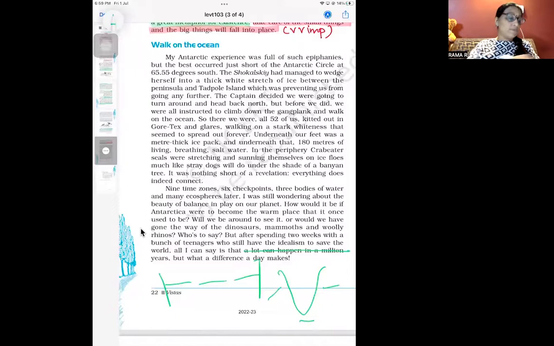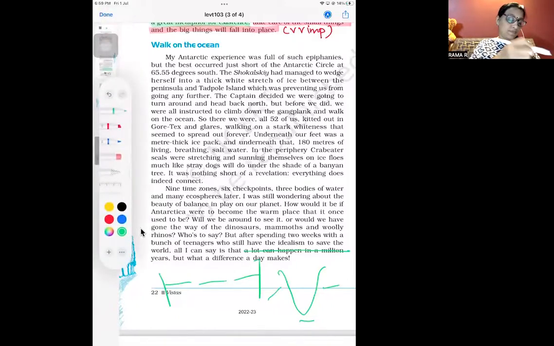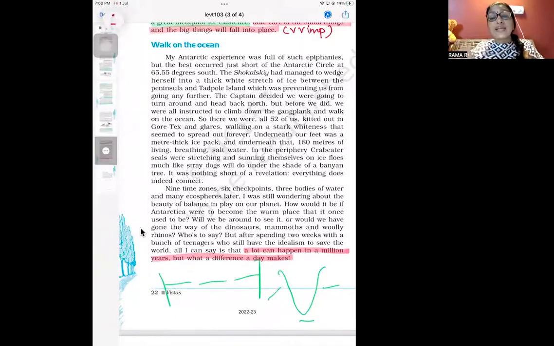a lot can happen in a million years, but what a difference a day makes. Again, this statement has come in the paper. What does it mean? A lot can happen in a million years. Million years में तो बहुत कुछ हो सकता है, but एक दिन से क्या फर्क पड़ता है? Much difference. The world divided in one day.